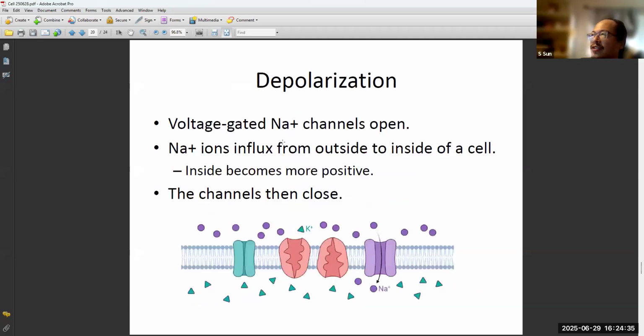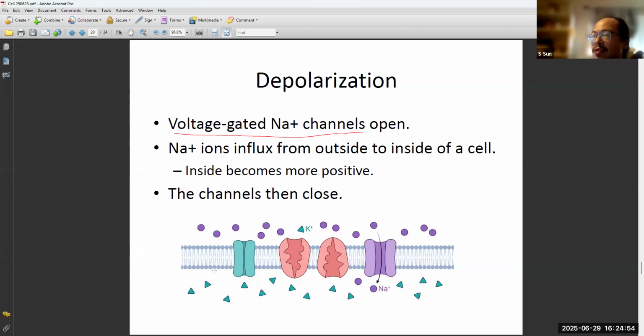Then you have the depolarization. Depolarization is driven by voltage gated sodium channel. So basically this channel right here. So here is the sodium channel. All right, so you have the voltage gated sodium channel. You have the voltage gated potassium channel.